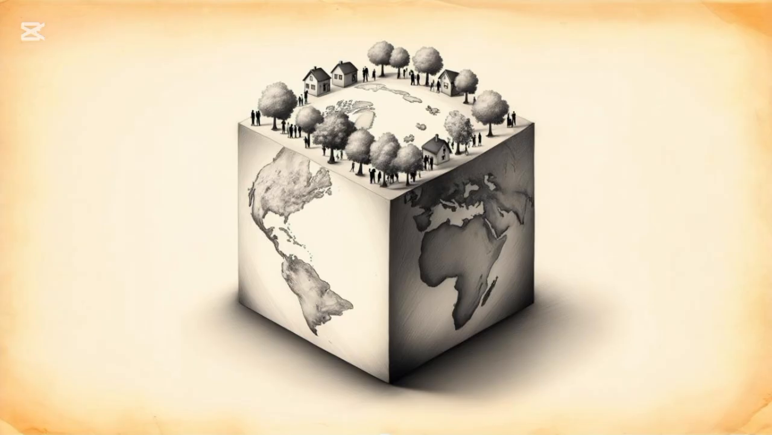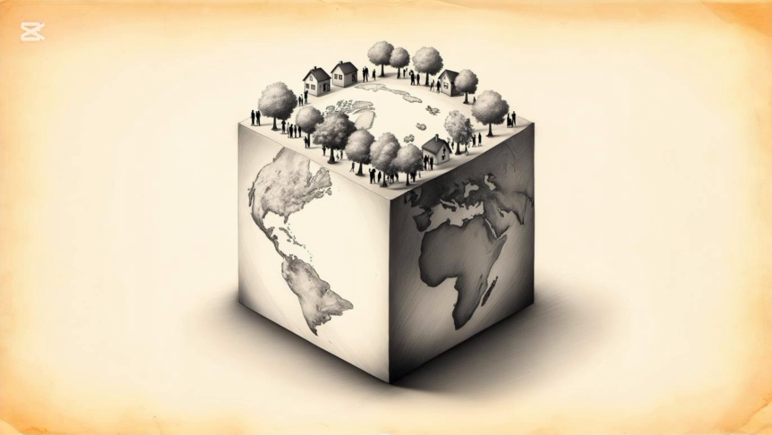Let's start with gravity. On a spherical Earth, gravity pulls you toward the center from every point. That's why water pools into oceans and we don't all slide off into space. But on a cube Earth, things get weird.